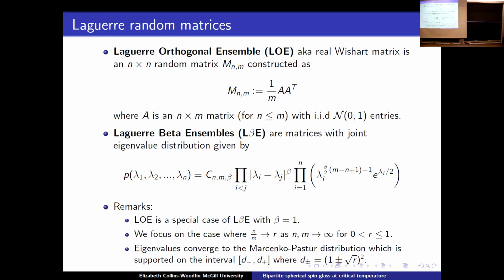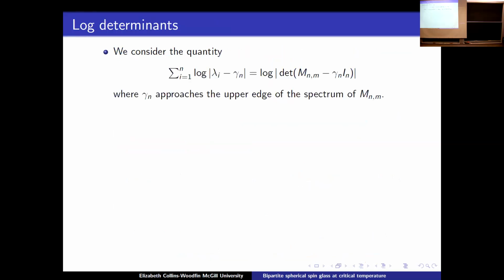And again, we're focusing on the case where n over m, which before were our species sizes, now they're just the dimensions of this matrix, is approaching this fixed value r. And in this setting, the eigenvalues converge to the Marchenko-Pastur distribution, which is supported on the interval d minus to d plus. And so this is how the d minus and the d plus are defined, but this is the same d plus that I was talking about before.